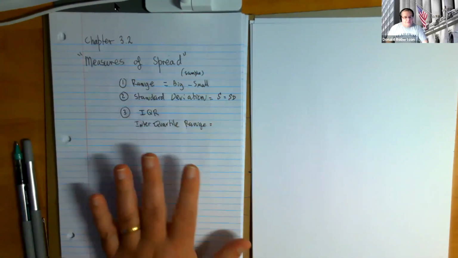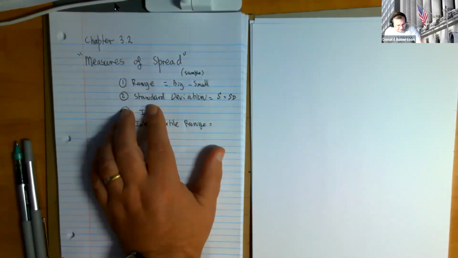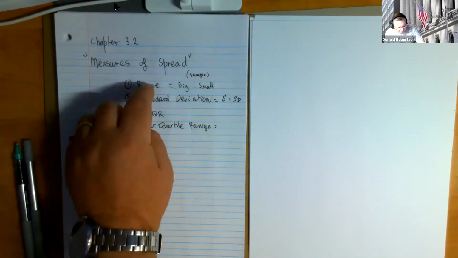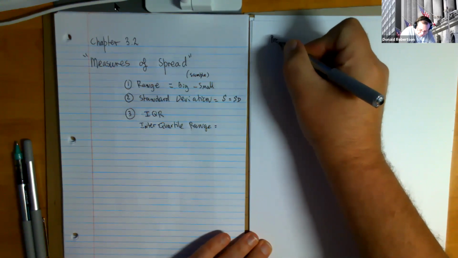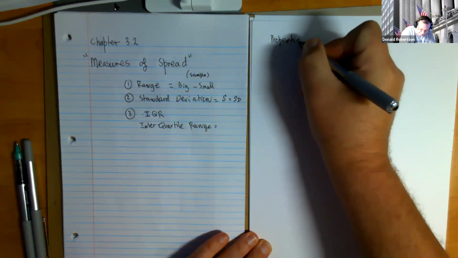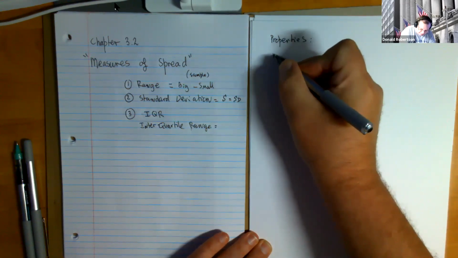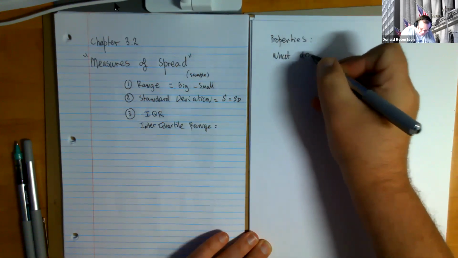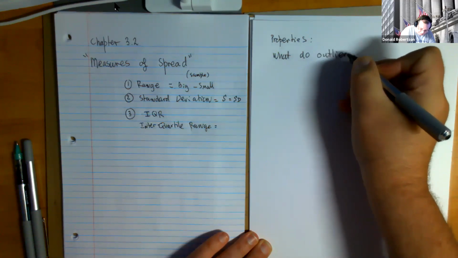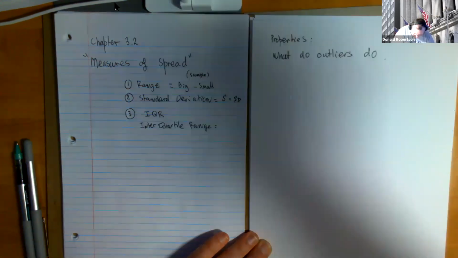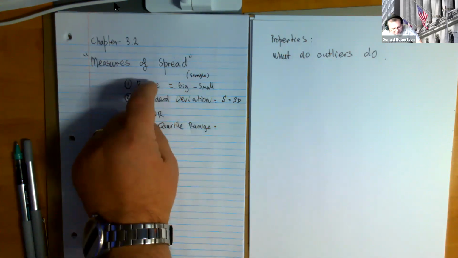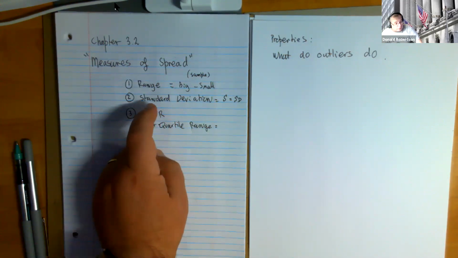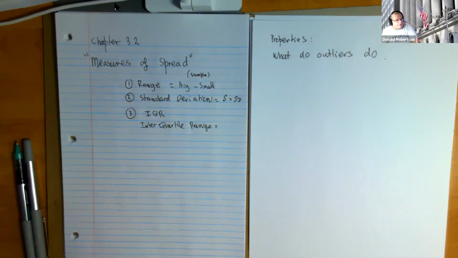So there's quite a lot of properties that you can get from range, standard deviation, and interquartile range. So let's look at some of the properties. Let's look at what outliers do. In other words, suppose you have a data set and you have Bill Gates in it. How does it affect the range, if it affects it at all, standard deviation or interquartile range?